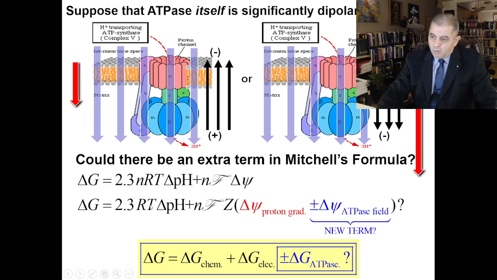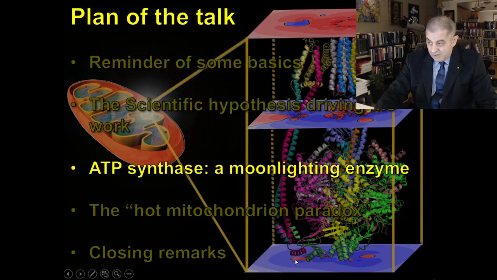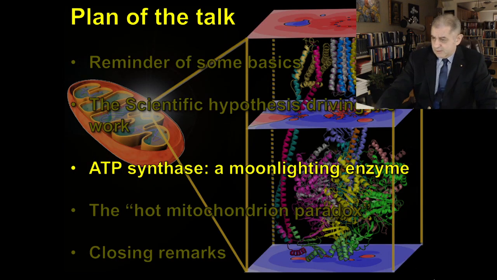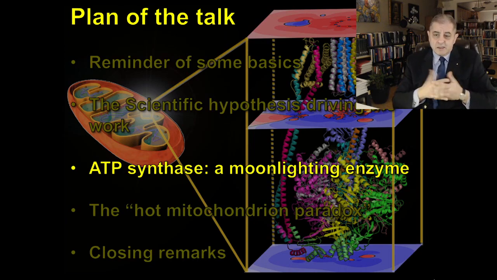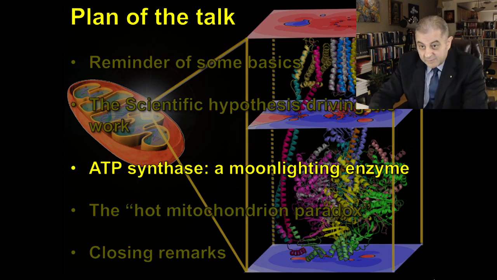So if we summarize it more symbolically, if we have delta G of the process, it has a chemical component and an electrical component, but maybe also an ATPase or ATP synthase dependent component. That is the question. So here are some of the results that we have found recently: ATP synthase is a moonlighting enzyme, and the word moonlighting is actually a technical word. In English, if I am moonlighting, it means I have a secondary job whereby I'm trying to improve my income. Now here, ATP synthase, as you shall see in a moment, does have such a moonlighting job. And this is, by the way, a technical term in biochemistry.